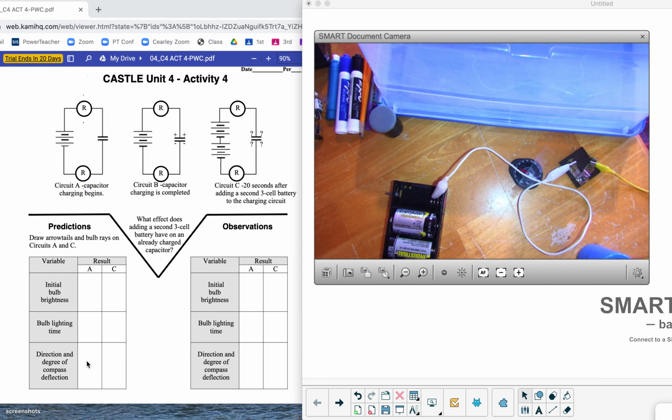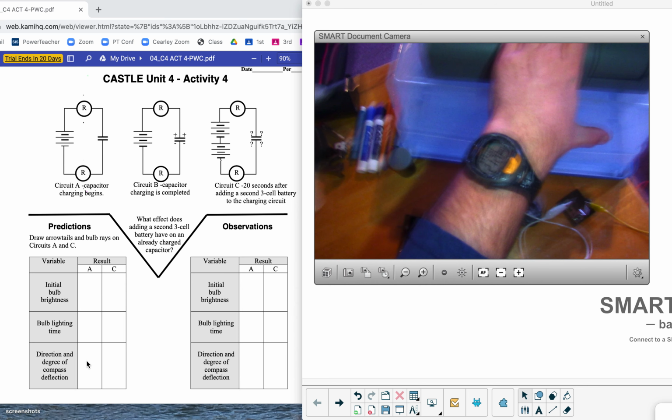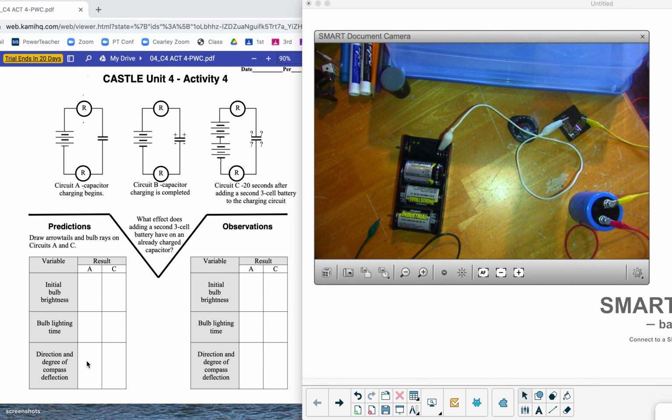So please record this data under your observations. We've got a lighting time of a little less than 1 second. We had just about 20-degree clockwise compass deflection. It might have been about 18 to 20 degrees, and the bulbs were bright, just like a 3-cell battery pack and 2 round bulbs in the loop. So probably 3 bulb rays and 3 arrow tails. Okay, so please pause the video at this time and make your predictions for circuit C.